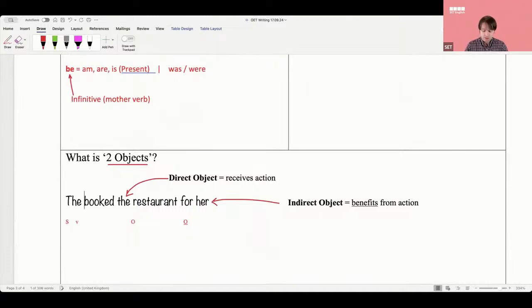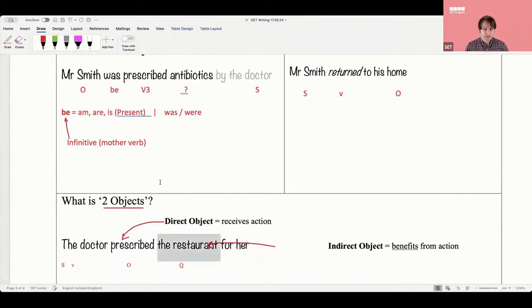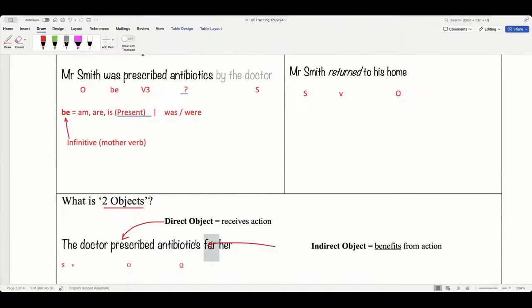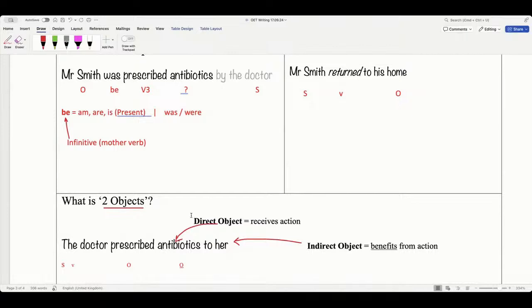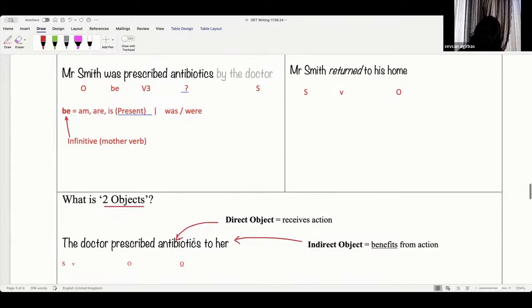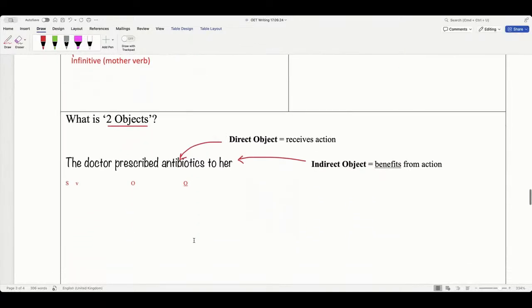The doctor prescribed antibiotics for or to? It's actually to. You can say for as well. You can have both here, okay? Now, where is the direct object? Everyone, where is the direct object? Antibiotics. Where is the indirect object? Her.